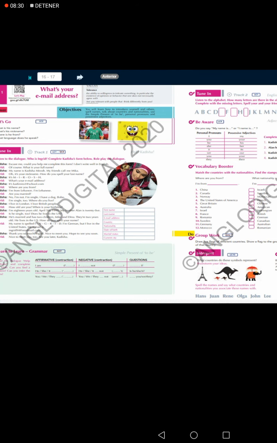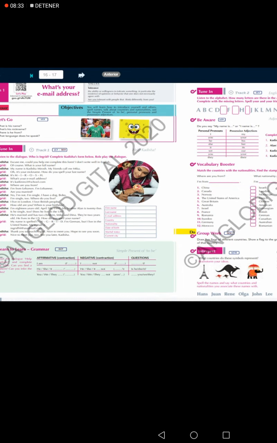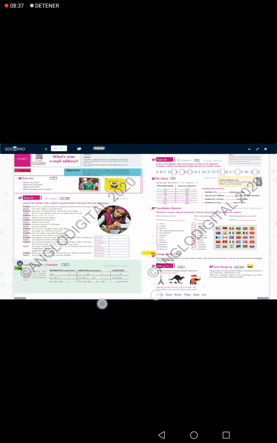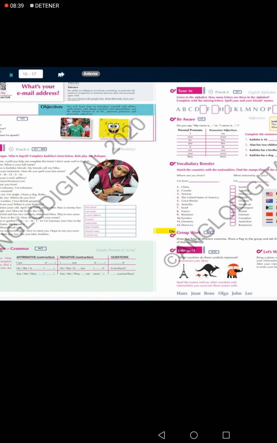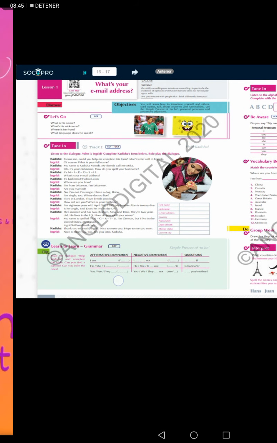Then we have negative. You also have to write the contractions for the verb to be in negative. And finally, you have to complete with questions, the question structure for the verb to be.